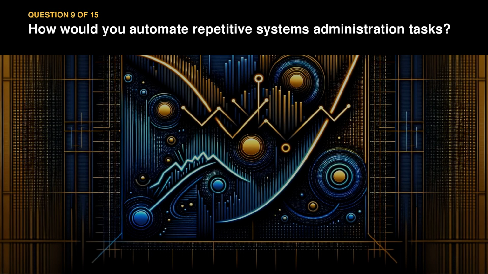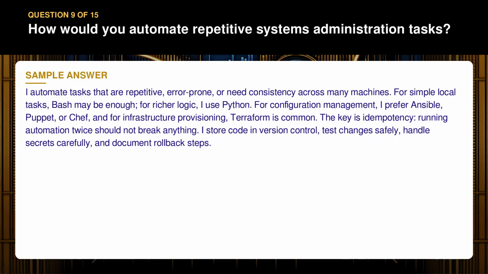Question 9. How would you automate repetitive systems administration tasks? I automate tasks that are repetitive, error-prone, or need consistency across many machines. For simple local tasks, Bash may be enough. For richer logic, I use Python. For configuration management, I prefer Ansible, Puppet, or Chef. And for infrastructure provisioning, Terraform is common. The key is idempotency. Running automation twice should not break anything. I store code in version control, test changes safely, handle secrets carefully, and document rollback steps.